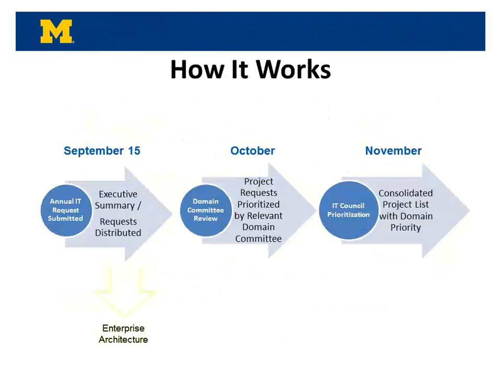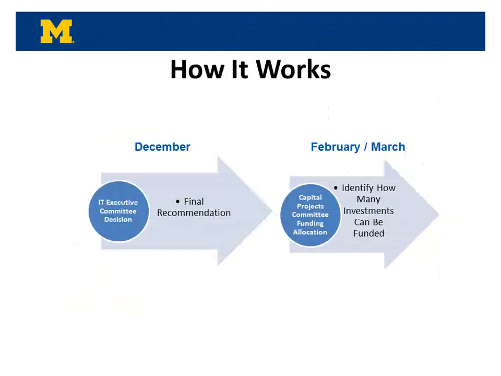The Office of CIO staff will then organize and distribute all of the requests to the IT governance domain committees. Those committees will prioritize the requests that are relevant to their domain. After each committee has completed their prioritization, the domain committees' recommendations are consolidated and submitted to the IT Council. The IT Council reviews all requests and submits a final, consolidated prioritization recommendation to the IT Executive Committee. The IT Executive Committee will review, approve, and submit the prioritization to the Capital Projects Committee.